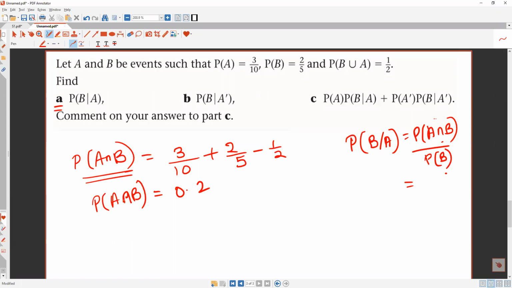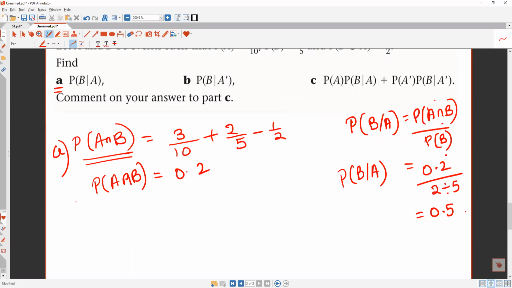So আমার এখন A part answer, the probability of B given A is equal to A intersection B, that is 0.2, divided by P(B). P(B) is 2 by 5. Put this in your calculator and check how much you guys are getting. 0.2 divided by 2 by 5. ঠিক আছে? That is 0.5 as the answer. বুঝছো সবাই? 0.5 হচ্ছে answer. First part, A part answer.